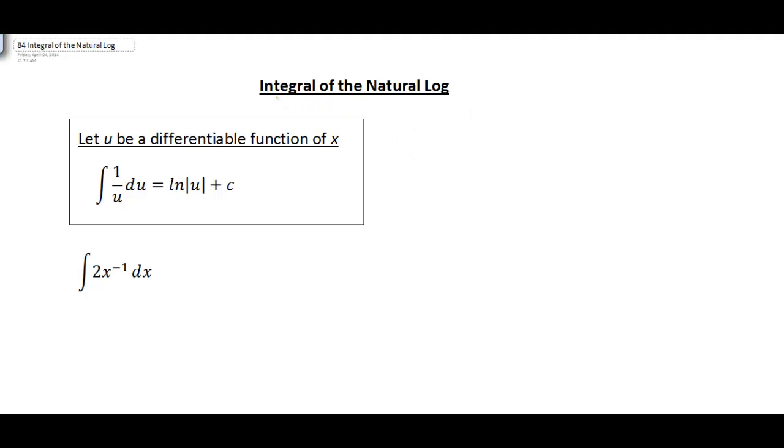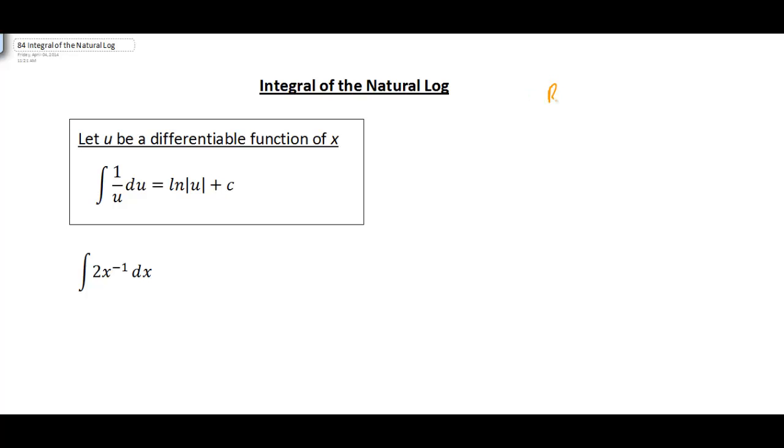Here in this video, we're going to look at the integral of the natural log function. And here's the formula. It says if we let u be a differentiable function of x, so once again here, u is not just a variable, u is a function of x, then the integral of 1 over u du, so if we can get our integrand to fit this form, 1 over u du, then the integral is simply the natural log of the absolute value of u, and of course plus our constant c.